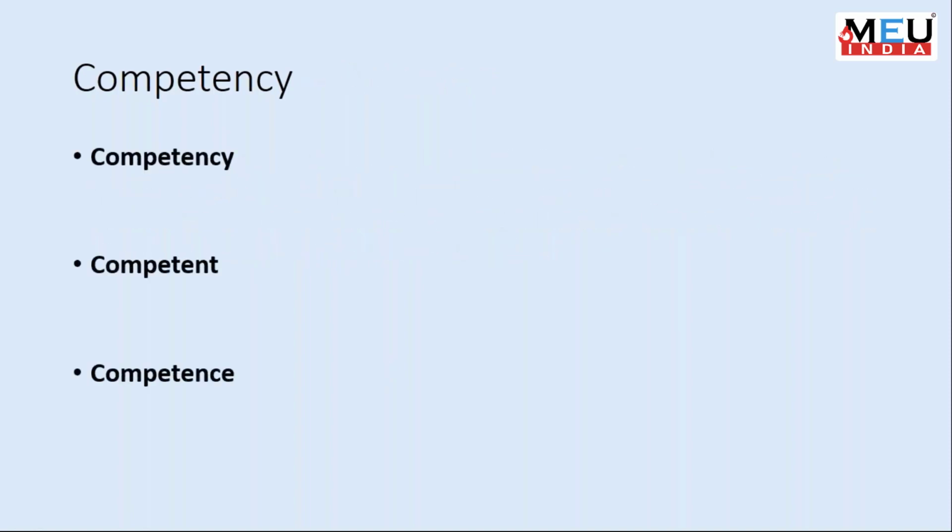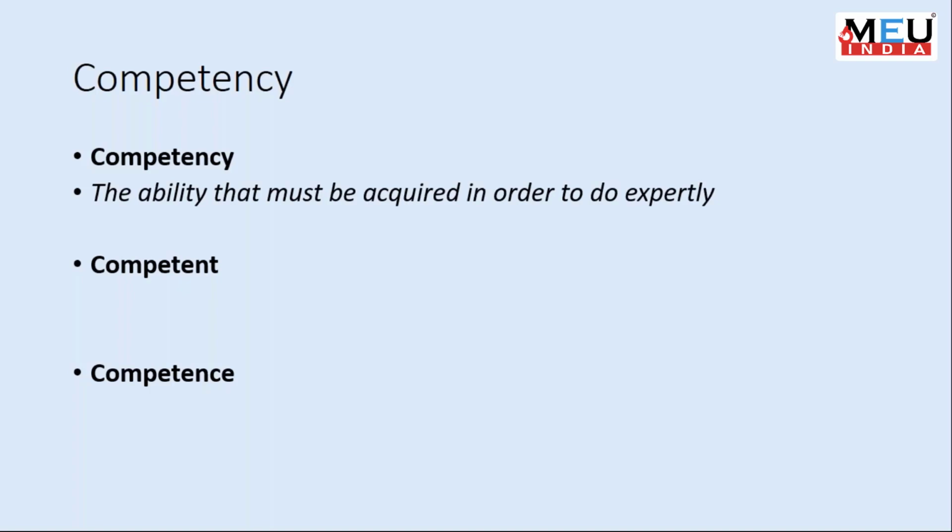So when we talk about competency, there are three words which need to be differentiated. The first one is competency, second is competent, and third is competence. Competency is an ability that must be acquired in order to do something expertly. That means these are defined in a curriculum or in a program that the graduate or the student will have to acquire.